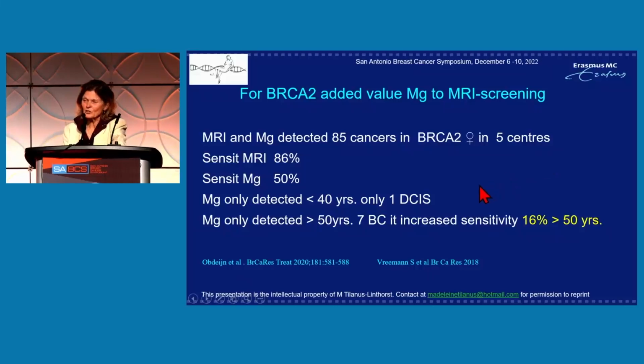And for BRCA2 mutation carriers, 85 cancers were detected in 5 centers. MRI only detected 1 DCIS below age 40 and nothing between 40 and 50. However, above age 50, 7 additional breast cancers were detected by mammography, and it increased the sensitivity 16%, and that is quite considerable.